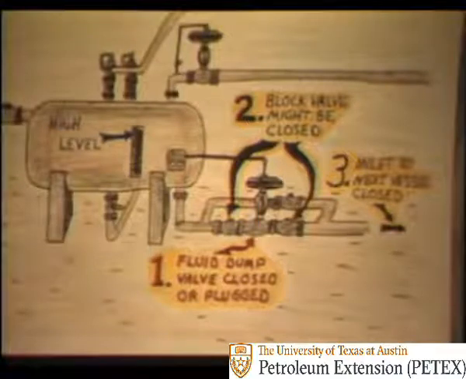Next, we will look at the problem of high level. This problem is usually caused by one of three things. 1. The fluid control dump valve could be closed, or it might be plugged with sand or sludge. 2. One of the block valves around the fluid control dump valve might be closed. And 3. The inlet valve to the next vessel could be closed. If you find a high-level condition in a separator, check the gauge column to make sure you're not getting a false indication. Then proceed with the following steps.